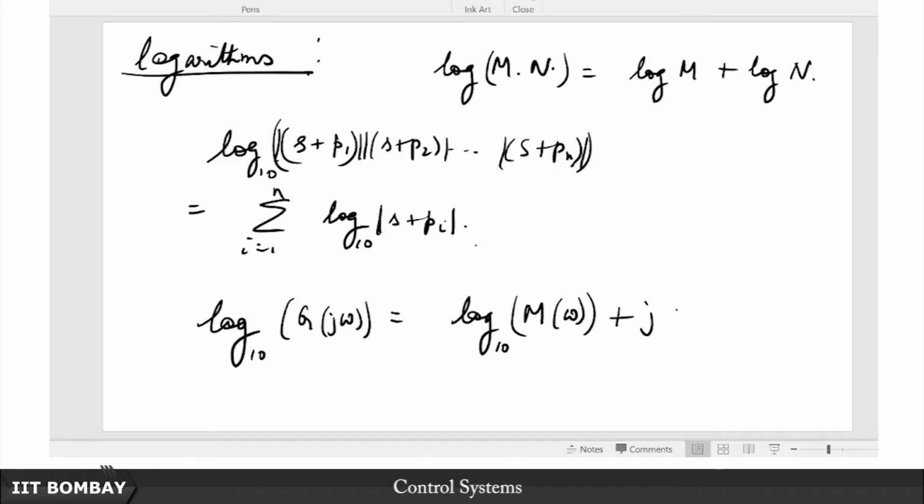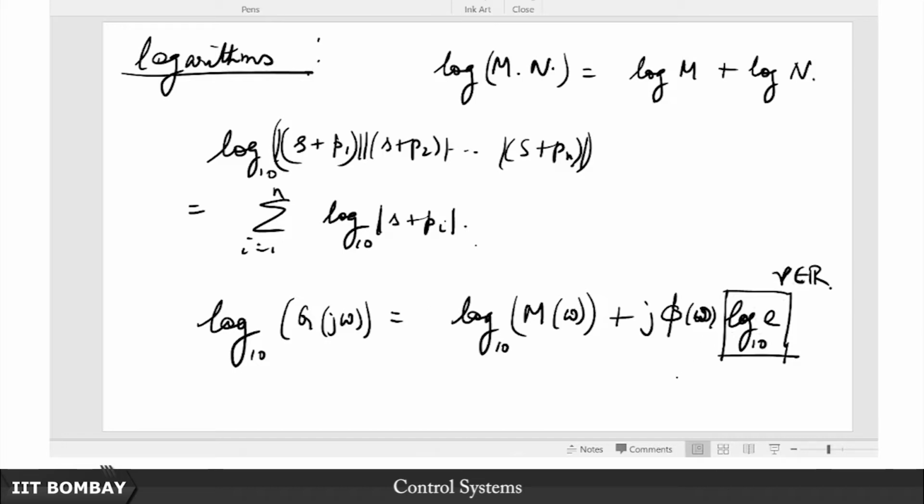j phi omega and maybe the log of e to the base 10, but this is after all a natural constant, some value which I know, some real valued gamma, some real valued number, not a function. So this is not a function.